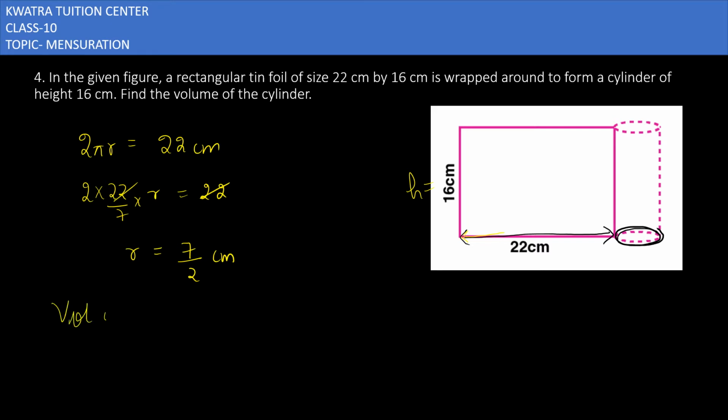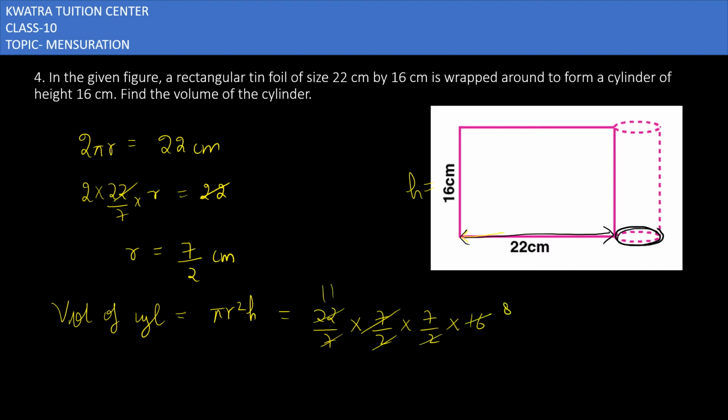Volume of cylinder will be equal to pi r square h. Pi will be 22 by 7. R square is 7 over 2 into 7 over 2. Then h will be 16. Now you can cancel 7 with 7. 2 with 22, it will give you 11. Then 2 with 16, it will give you 8. So 11 into 7 into 8 will give you 616 centimeter cube. So yes, this is the volume of the cylinder for question number 4.